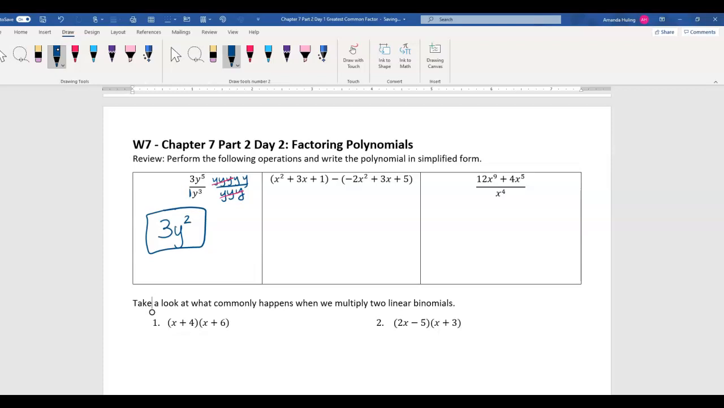In this second box, this is asking me to subtract these polynomials. So remember, we need to go ahead and distribute this negative sign to all terms in that. So that would become plus 2x squared minus 3x and minus 5. And then we need to combine like terms. So in this case, x squared and 2x squared is 3x squared.